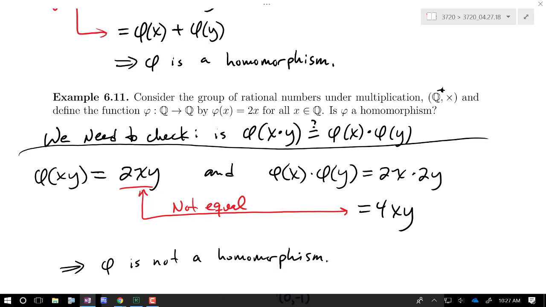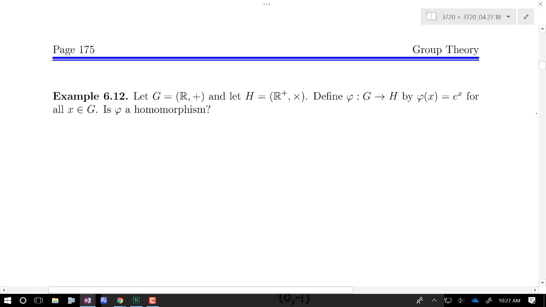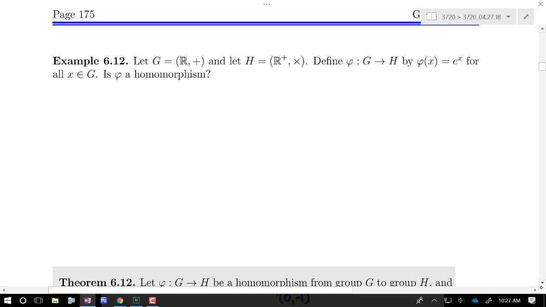Okay, so far? Let's look at one more example. In both of these examples, our groups were the same. You know, we had a function from a group to itself. In example 6.12, we're going to define a function between two different groups.